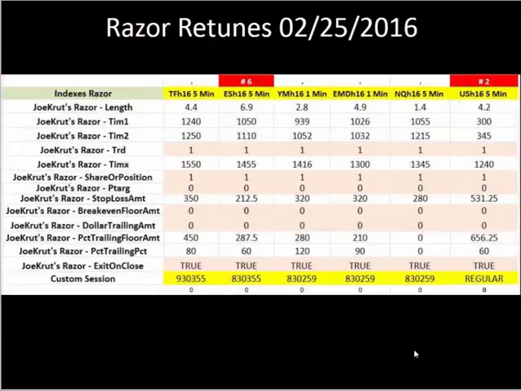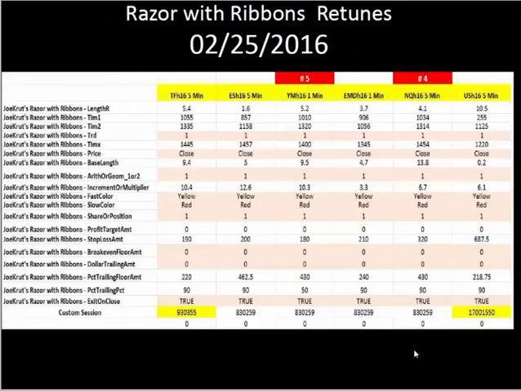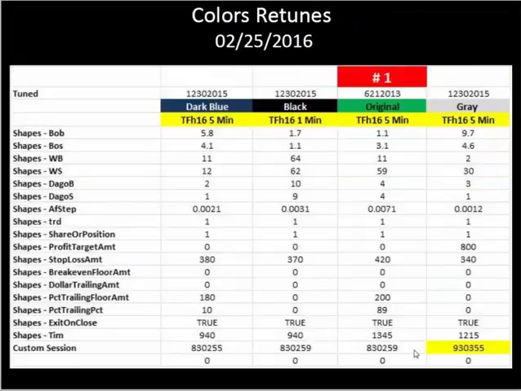Here's the Razor retune numbers. And for Joe's Best, there's number 2 bonds and number 6 E-mini S&P. And here's Razor with ribbons retunes. And there's number 4 NASDAQ, mini NASDAQ, and the mini Dow is number 5. Those are the ones to change on Joe's Best, are the ones with the red column. Now here's colors, and the only one that really changed is the gray. It's changing to the values that are on the new TSW.